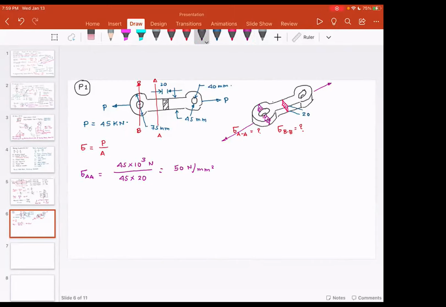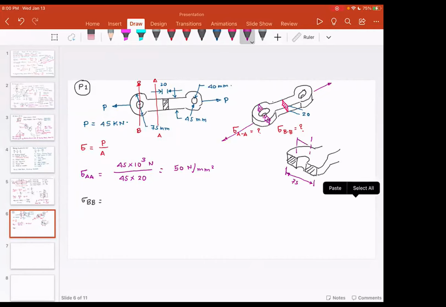Now, the interesting question is, what is the stress at BB? To find the stress at BB, I need to find out the cross-sectional area that is resisting. But just for a second, I want you to visualize how this area is going to look. This area is actually something like this. Look at the dimensions that are given. This is 75. This is 40. And this thickness is 20.